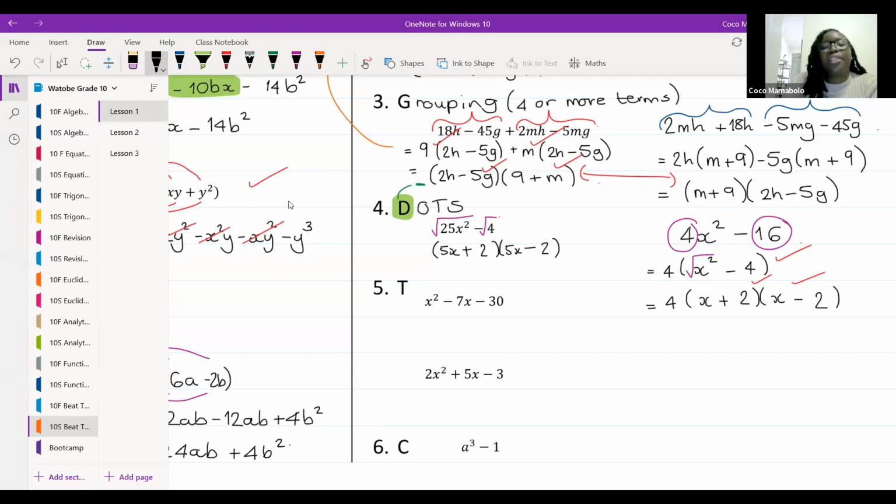Yep, Gift, absolutely. They will, because, guys, when I tell you that factorization is part of your matric paper, there is factorization in your matric paper. There is solve for X in your matric paper. So it's very important to get it right now.